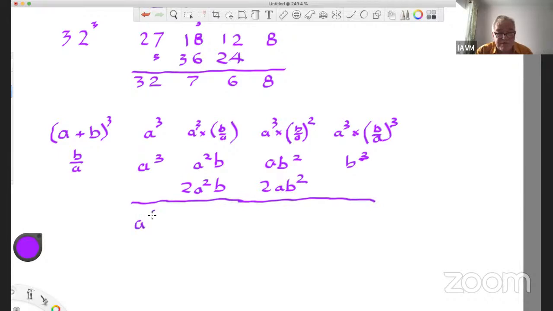And this will give A cubed plus 3A squared B plus 3AB squared plus 1B cubed. And you will recognize that as the binomial expansion of A plus B cubed. So in fact, this method is based on binomial expansions. And again, this is an example of how the algebra interlinks with the arithmetic in Vedic maths.